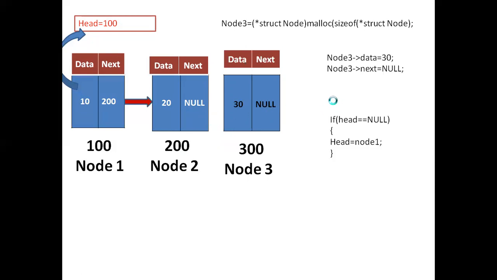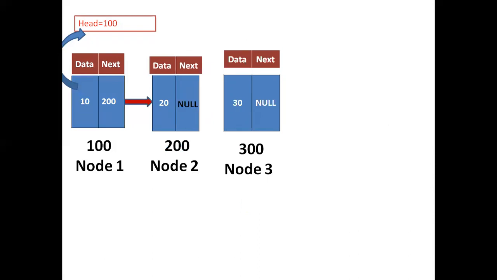Now before that we check the condition head is equal to null. No, head is here 100. 100 is equal to null means the condition is false. Now go to the link between 200 and 300. So here imagine 200 next should be 300. Again the condition is false, so it goes to the else part where we are using the while condition again.